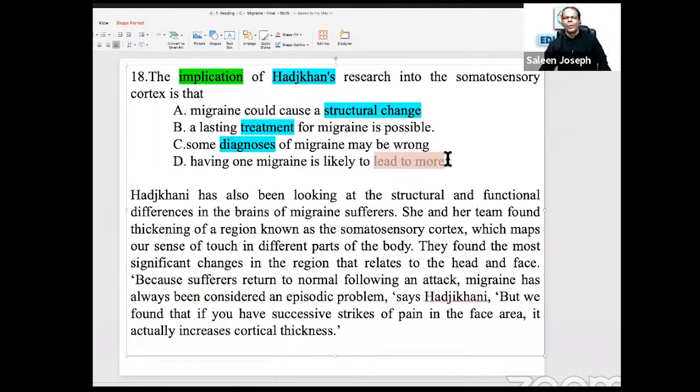Lead to more means complications. Having one migraine is likely to have more migraines. Repeated migraines means complications of migraine. See how beautifully, if you remember.